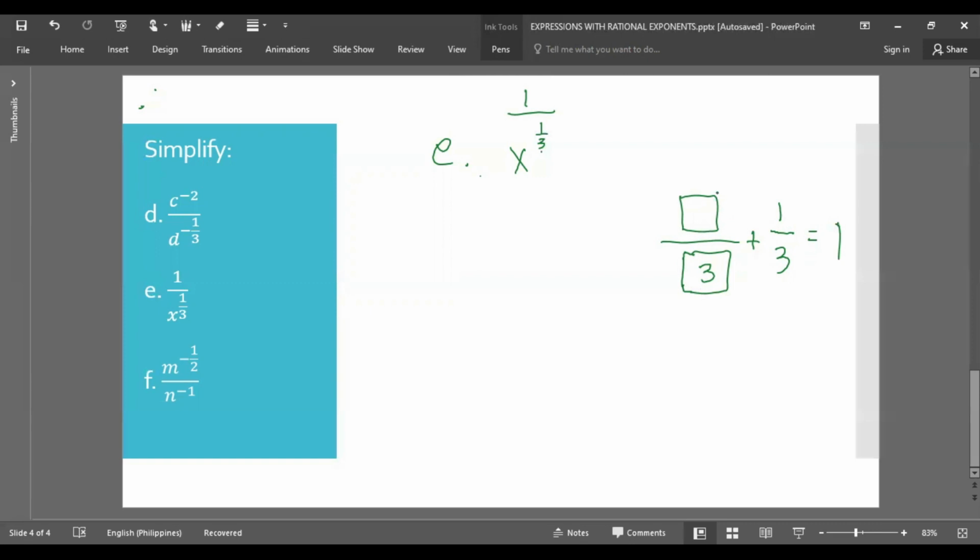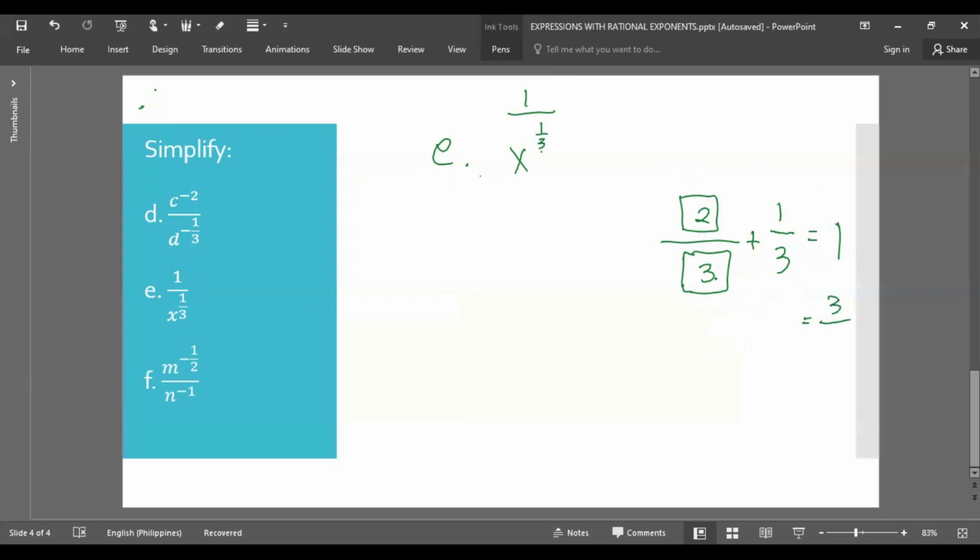How about the numerator? I'll give you again a clue. You're going to think of a number here that when added to the numerator of that fractional exponent, the result would be equal to the denominator of that fractional exponent. So in this case, the denominator of this fractional exponent is 3. So ilan yung kulang sa 1? It's 2. Let's verify. Is 2/3 plus 1/3 equal to 1? Yes, because 2 plus 1 is 3.